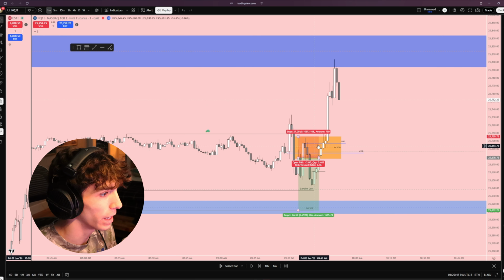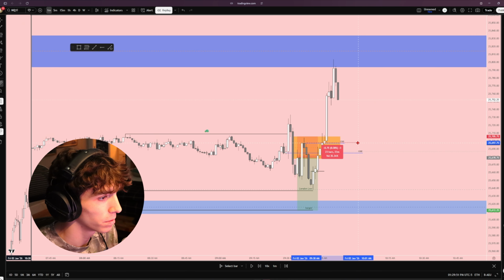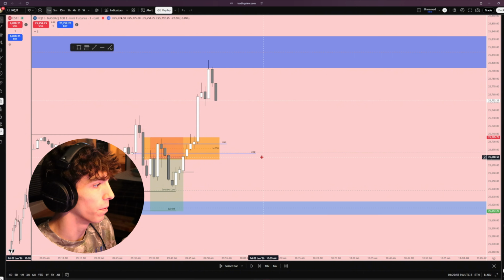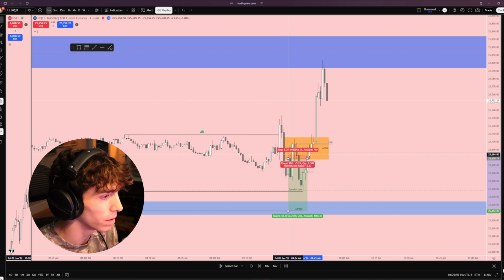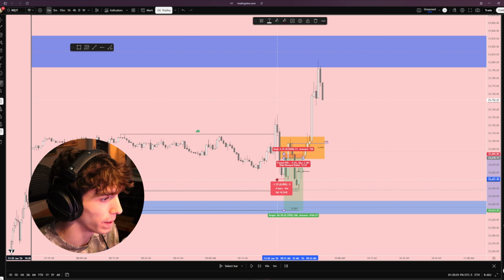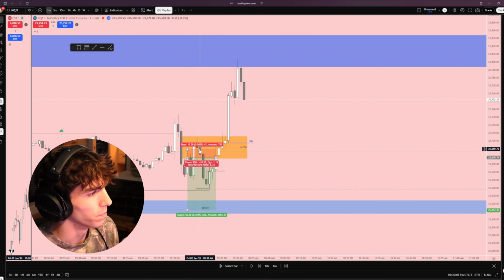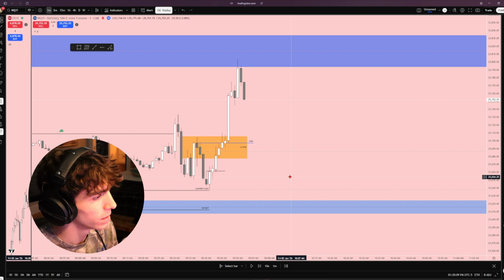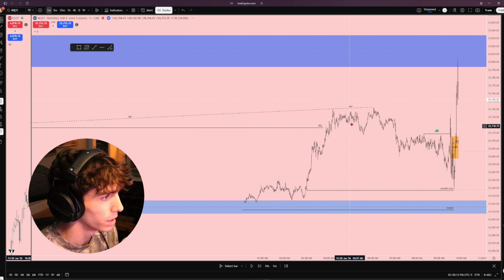Once we inverse, this could have been a trade. Inverse fair value gap, changing the state, going higher, manipulation right here. I could have taken this trade. I didn't though. I think once we broke past this low, I moved my stop to break even, or I think this high. I got stopped out, lost around $100. So then I was like, okay, I'm going to wait. I wanted to see what price is doing.